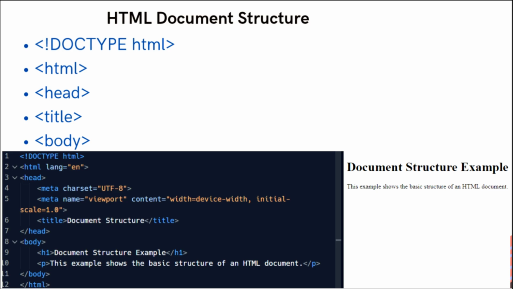A HTML document begins with the doctype declaration. This is followed by the HTML tag, which wraps the entire content. Inside the HTML tag, we have the head and the body section. The head section contains meta information about the document, such as the character set, viewport settings, and the title of the page. The body section contains the content that will be visible to the user, including headings, paragraphs, links, and images.